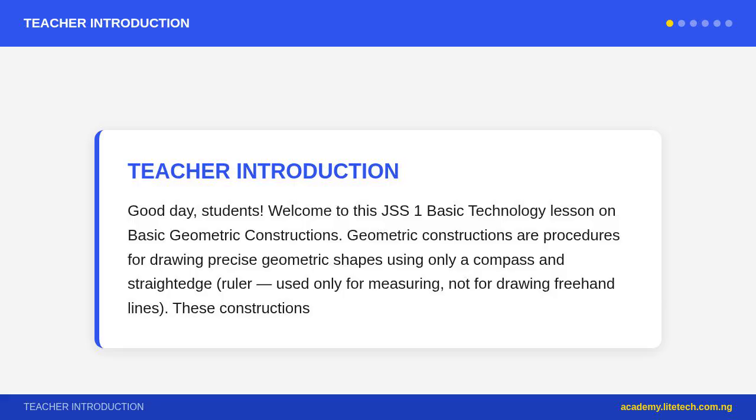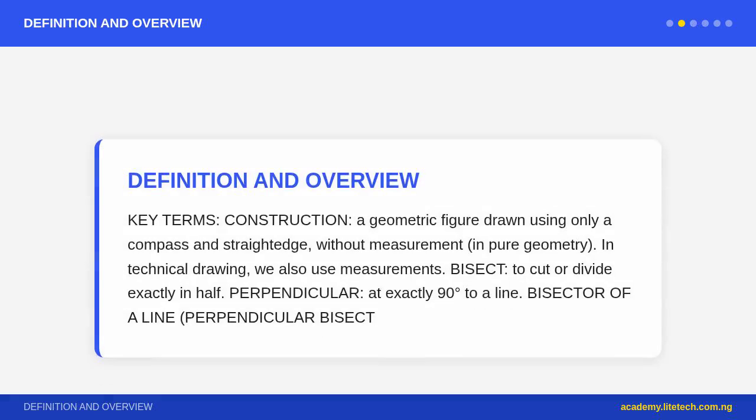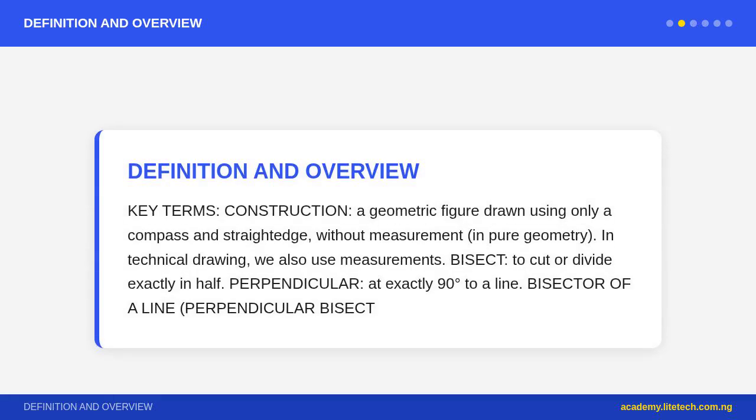Construction 1, bisecting a line segment. Given line segment AB. Step 1, open compass to more than half the length of AB. Step 2, place needle at A. Draw an arc above and below the line. Step 3, without changing the compass setting, place needle at B, draw arcs above and below the line, cutting the arcs from step 2.